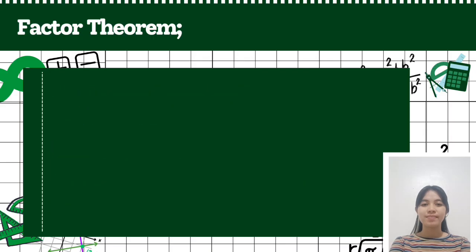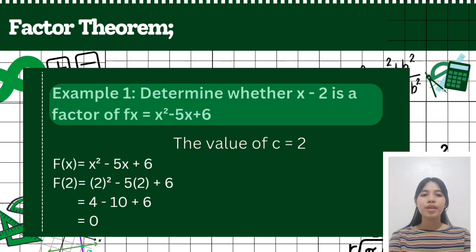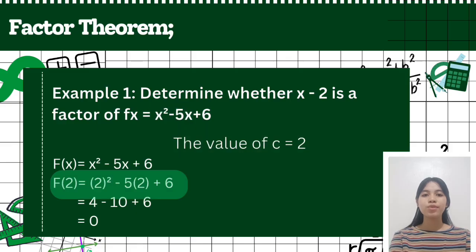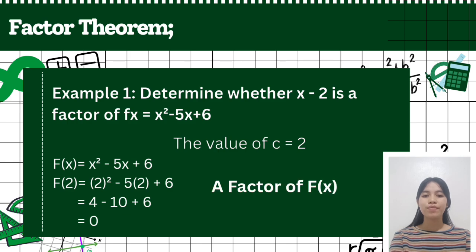First example: determine whether x minus 2 is a factor of f of x equals x squared minus 5x plus 6. The value of our c is 2, so substitute 2 in the variable x. So we have now f of 2 equals 2 squared minus 5 times 2 plus 6. That simplifies to 4 minus 10 plus 6, which equals 0. So since f of 2 equals 0, the theorem tells us that x minus 2 is a factor of f of x.